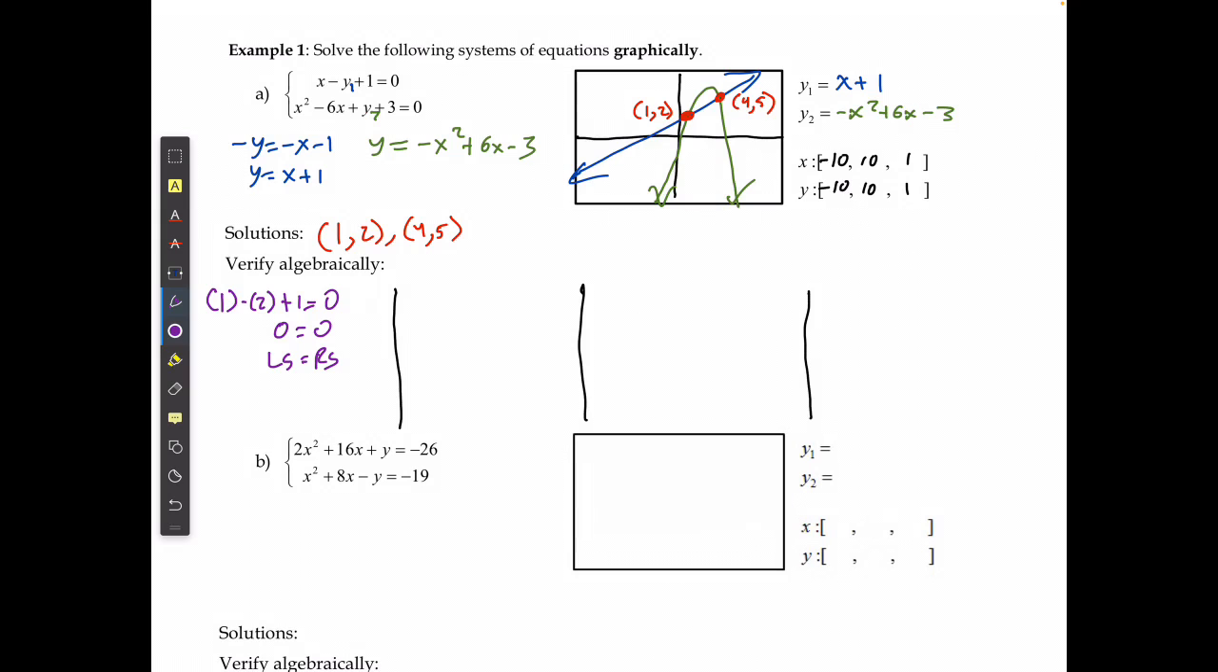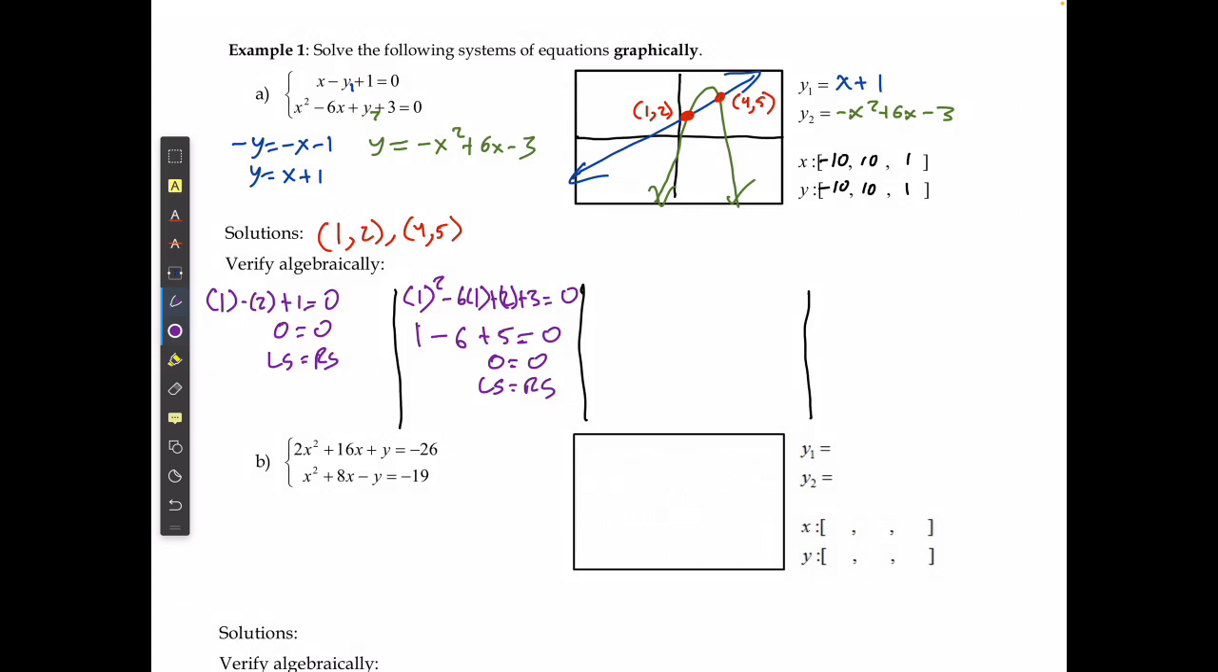Sub my first solution into the second equation. Negative (1) squared minus 6 times (1) plus (2) plus 3 is equal to 0. This is going to give me 1 minus 6, 2 and 3 are going to make plus 5, equals 0, and 0 is still going to equal 0. Left side is equal to the right side.